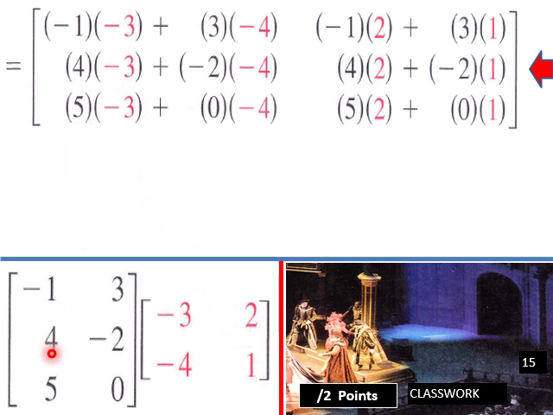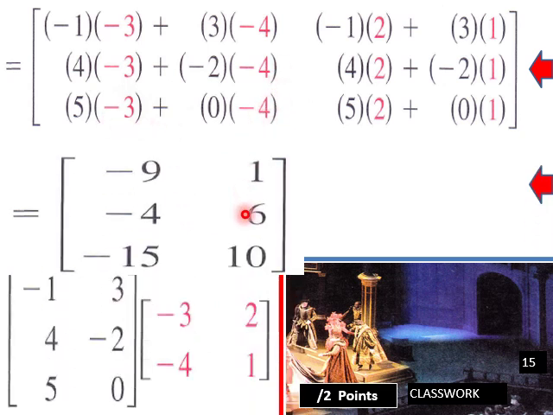And then we have 5 times -3 plus 0 times -4, and then 5 times 2 plus 0 times 1. So each time we move here, we're changing our products. We're moving this way and moving down this way by this product up here.